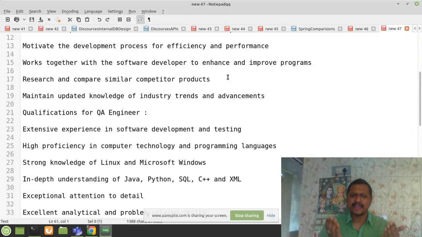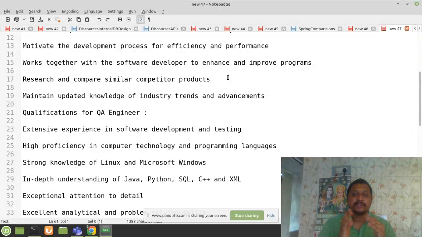He must have extensive experience in software development and testing. That means he must have knowledge of software. He must have the qualification that he has already worked in any previous company. He needs to have experience and certificates as he is working in software development or testing. He also needs high proficiency in computer technologies and programming languages like Java, C++, Python or XML. He must have this to qualify as a QA engineer.